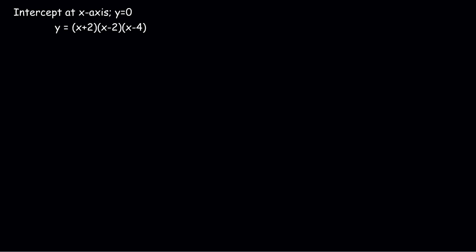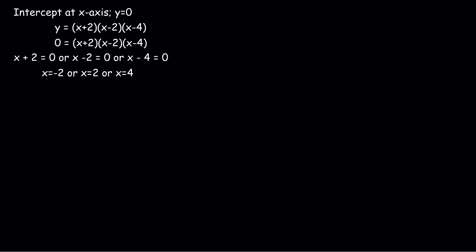Next, we'll be looking for our intercepts. First, for our intercept at the s-axis, y will be equal to 0. So substituting y equals 0, 0 will be equal to (s plus 2)(s minus 2)(s minus 4), which means that s plus 2 will be equal to 0, or s minus 2 will be equal to 0, or s minus 4 will be equal to 0. Simplifying, s will be equal to minus 2, or s will be equal to 2, or s will be equal to 4.